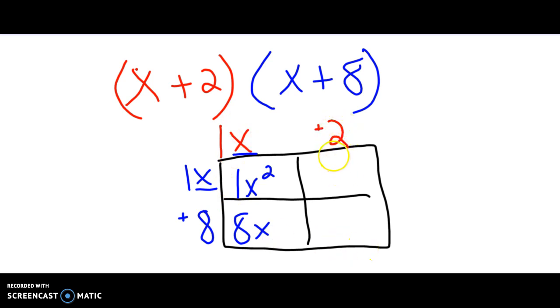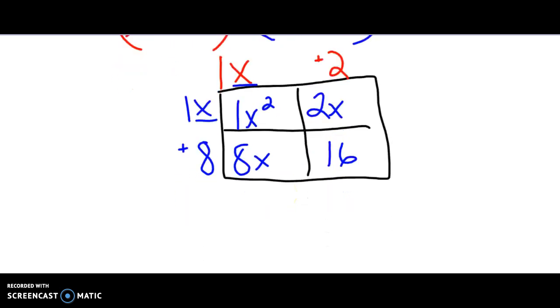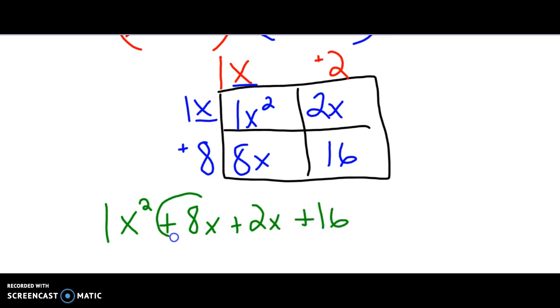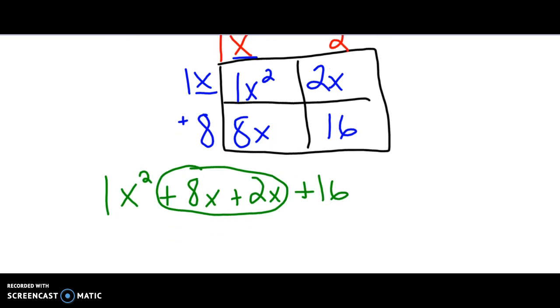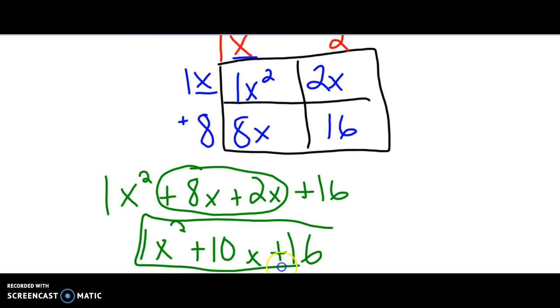In this box, I'm doing 2 times 1, which is 2, and I have this 1x. Here, I'm doing 2 times 8, and I get 16. Now I need to write out what I have, which is 1x squared, a positive 8x, a positive 2x, and a positive 16. I see that I can combine these two terms, which leaves me with 1x squared plus 10x plus 16. And that's your final answer.